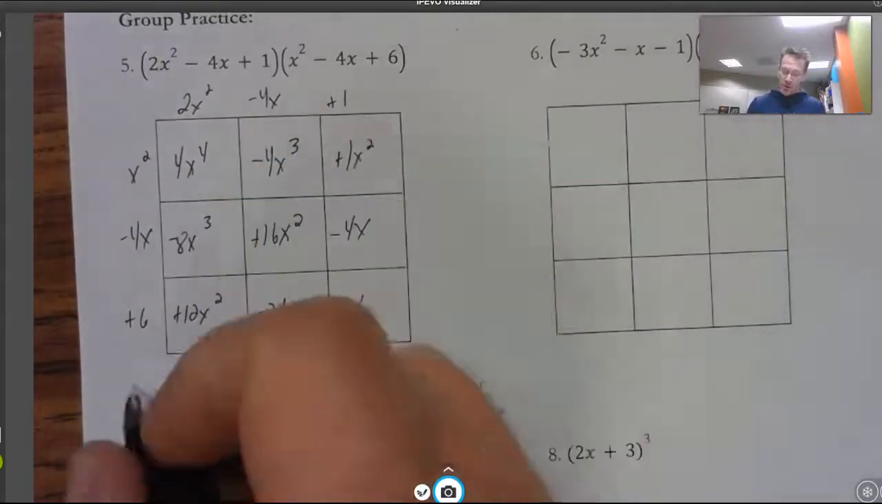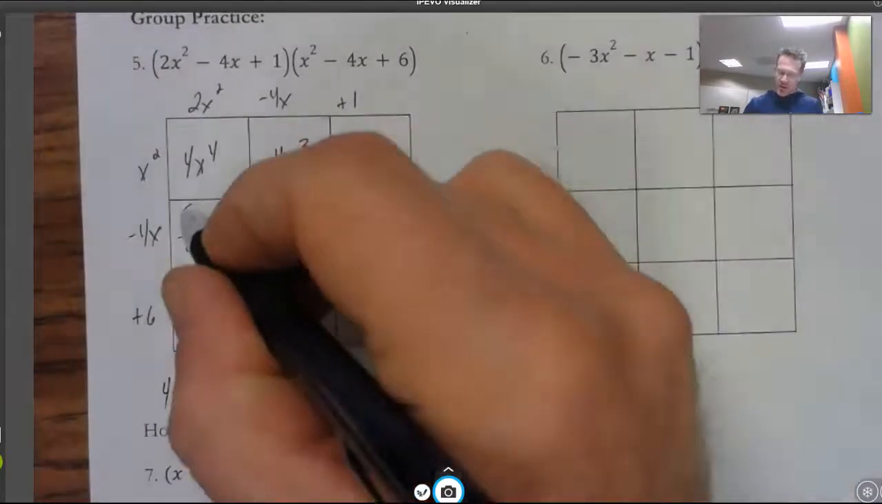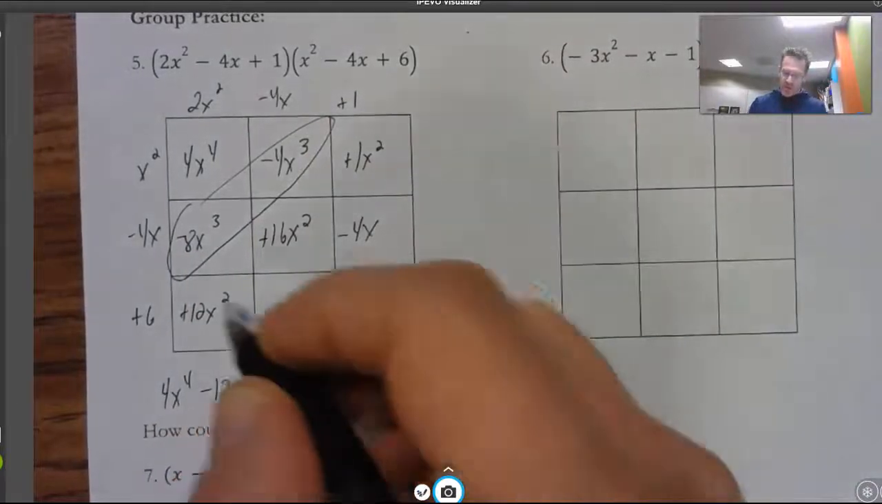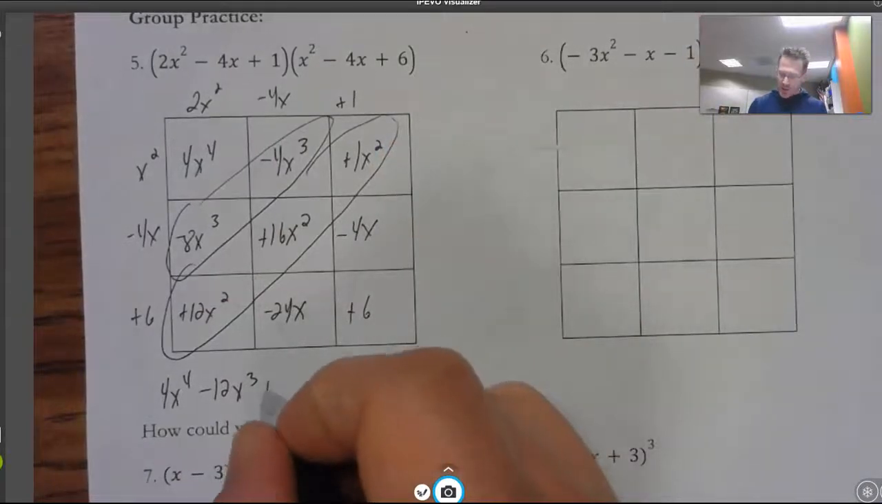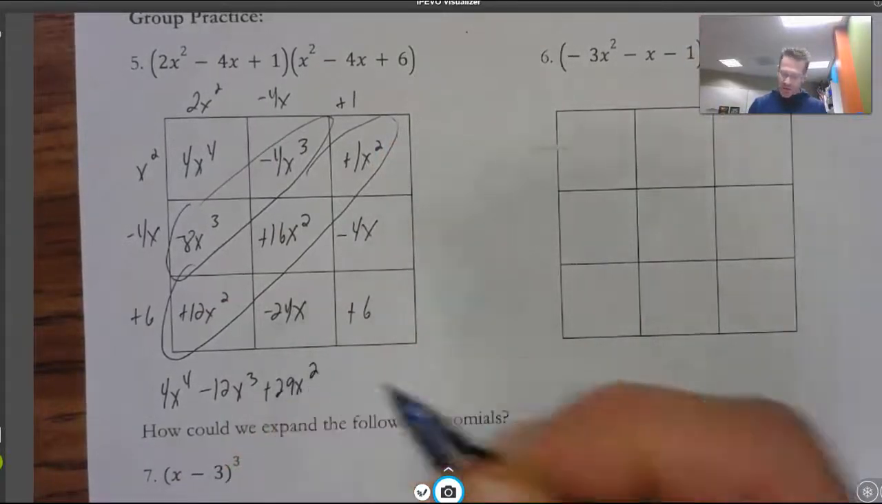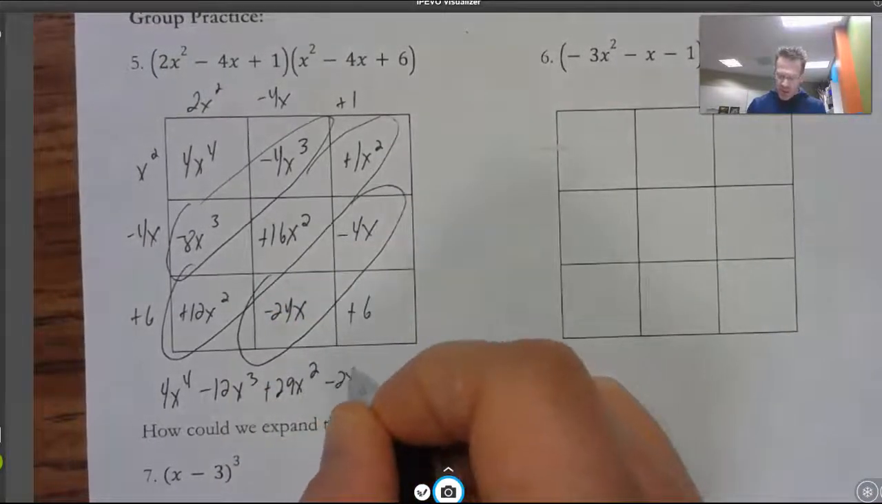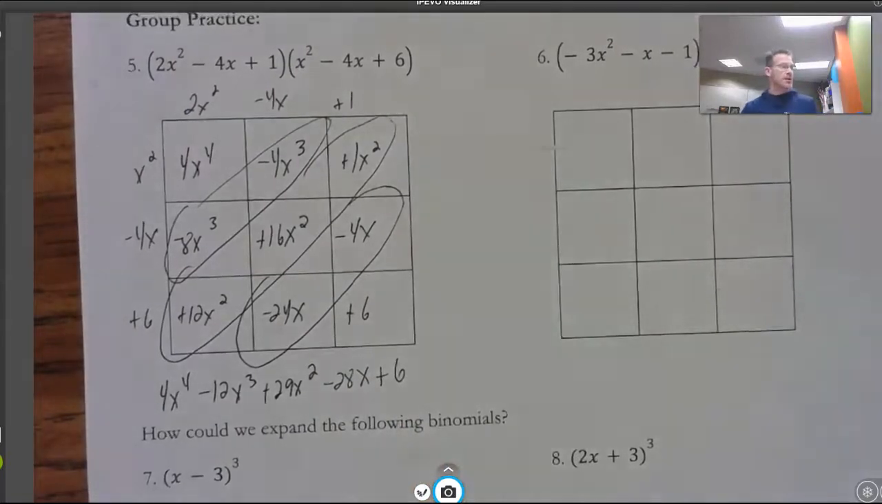All right, and then as you go through and look for your like terms, we have that 1x to the fourth term. Then we have 2x cubed terms here, so hopefully you got negative 12x cubed there. We have our 3x squared terms right here. And if you add all 3 of those, hopefully you got 29x squared for that. And then you have your 2x terms here, so that'd be negative 28x. And then you have your one constant term at the end there, which is plus 6.